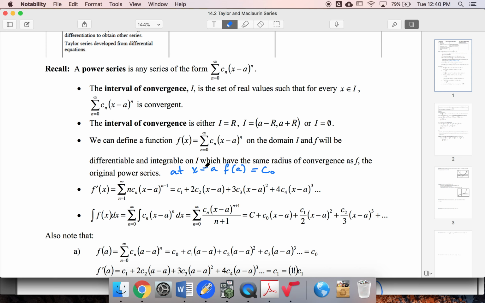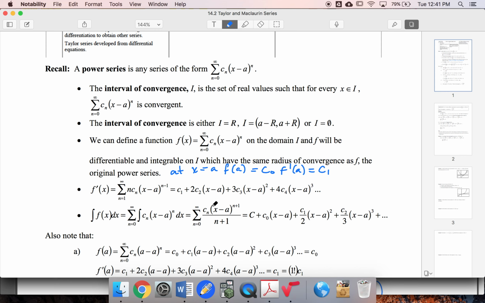Well, if I take the derivatives, then I get this function. So my constant becomes 0. When I take the derivative, the first term, I would have a 1 here, so take the derivative, 1 comes in front, times c sub 1, x minus a to the 0, etc. So here's my derivative. Then the first derivative at x equals a, all of this will go away, and I'll have c sub 1. So at x equals a, f of a is c naught, f prime of a is c1.